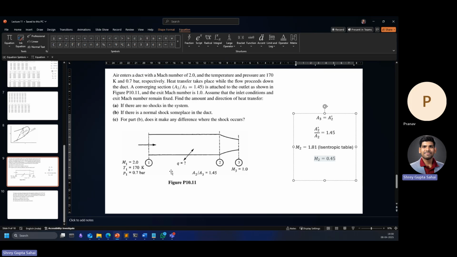For part B, does it make any difference where the shock occurs? Which is a good question, because in order to solve B, we need to worry about where the shock occurs, and then we'll have to calculate two heat transfer values, one before the shock and one after the shock. Add them and then get the answer. But then the C part forces us to speculate: is it the case that the sum is a constant and it does not matter where the shock appears? So let's look at it. Why will the location of the shock depend or not depend? Let's try to reason that.